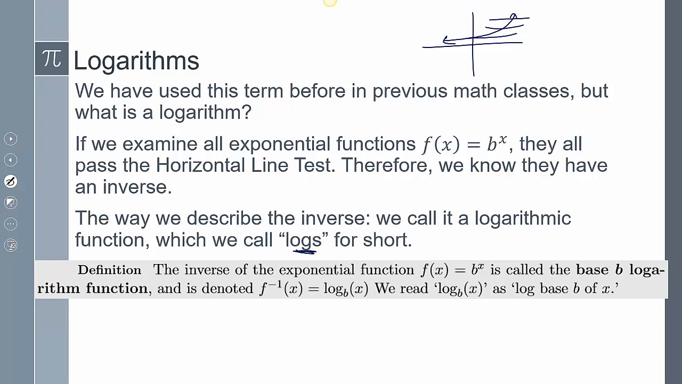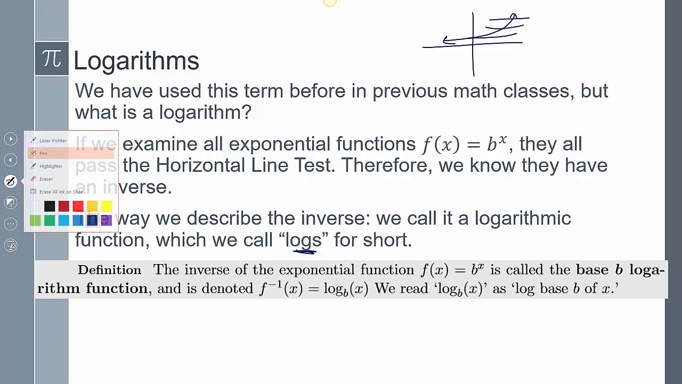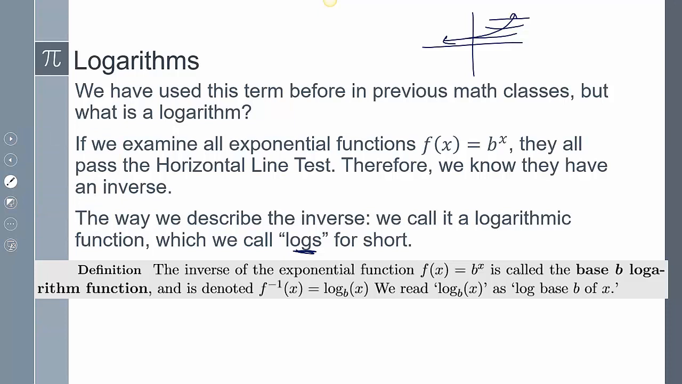By definition, the inverse of the exponential function f of x equals b to the x is called the base b logarithmic function, and is denoted by the inverse being log base b of x. We read this as log base b of x. This base b will always be the inverse to this base here, referencing our exponential function. So if this base was 2, this would be 2. If this was a 3, this would be a 3. And that's how they create those inverses.